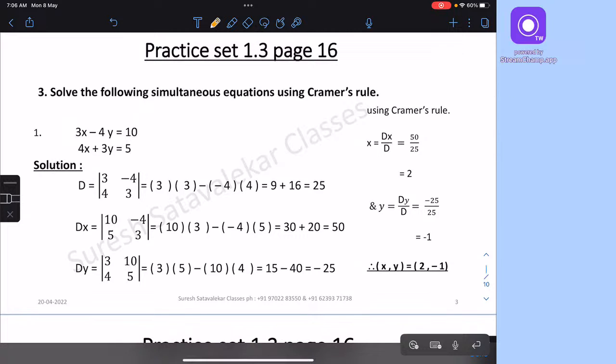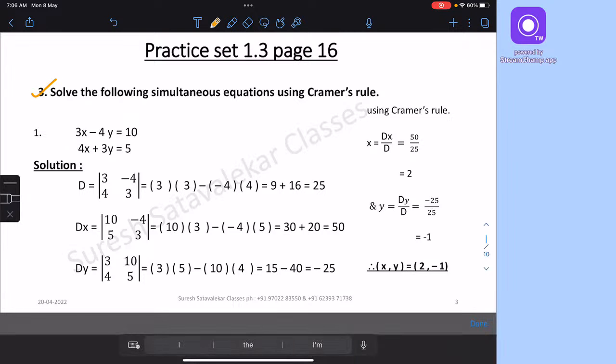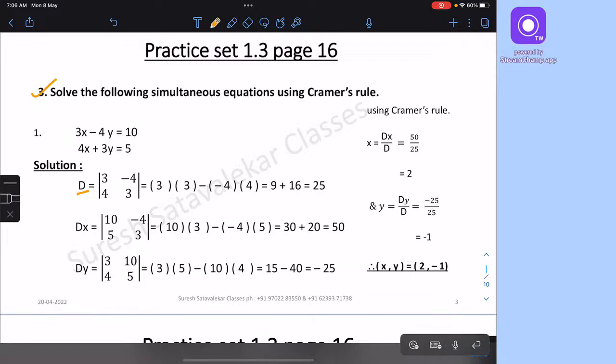Now the next question is 3. Question number 3: solve the following simultaneous equations using Cramer's rule. First is 3x minus 4y is equal to 10, and 4x plus 3y is equal to 5. So what do you have to do? First we have to write the determinant D. In D we consider the coefficients of x and y. 3, minus 4 and 4, 3 are taken here.